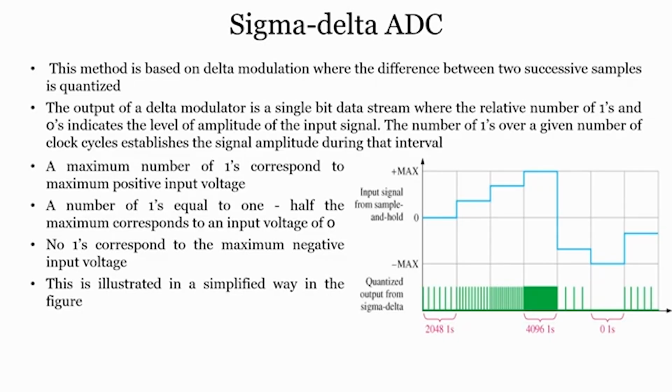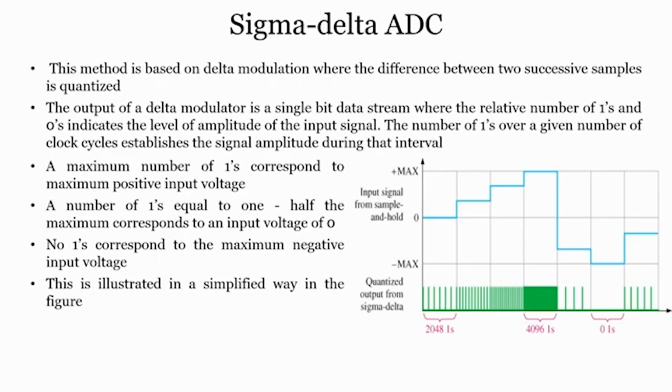The output of the delta modulator is a single bit stream, where the relative numbers of ones and zeros indicate the level of amplitude. So, how many zeros there are, how many ones there are, and the number of ones over a given number of clock cycles establish the signal amplitude during the time interval. Here, the maximum number of ones corresponds to maximum positive input voltage, and the number of ones equal to one half the maximum corresponds to input voltage 0.